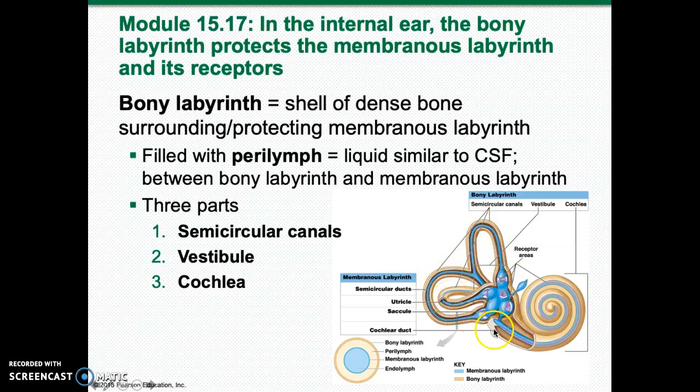There is fluid inside the membrane, and that's called endolymph. So here if you look at this round structure here, it's a slice through a semicircular canal. And you can see the bony labyrinth on the outside, the membranous labyrinth, but there's fluid inside the membranous labyrinth called endolymph, and there's fluid between the membranous labyrinth and the bony labyrinth, and that's called perilymph. So those fluids are separated from each other by the membrane.